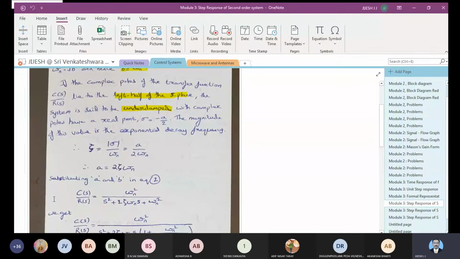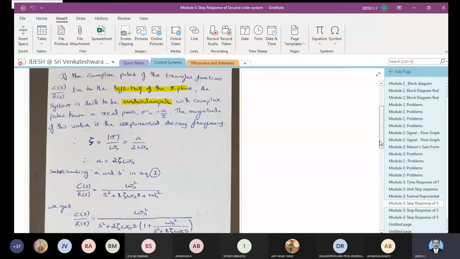So zeta can be written as sigma divided by omega n, and when you substitute for sigma, that is minus a by 2, and it is the modulus of that, so it will be a by 2 omega n. And if you write the equation for A in terms of zeta, A is equal to 2 zeta omega n. So all of you can just write that down. That is the very basic equation for zeta.